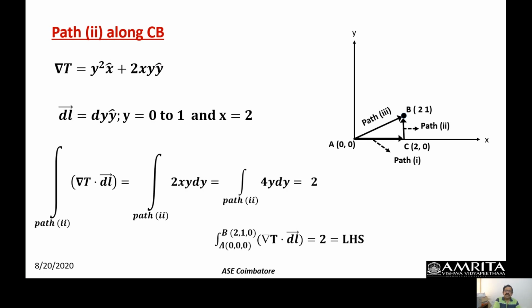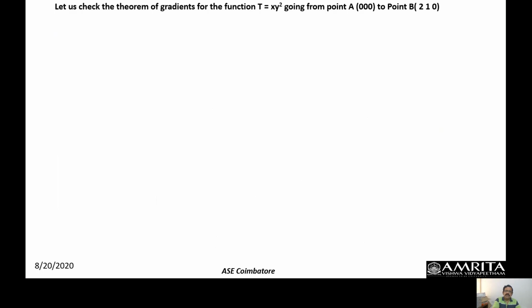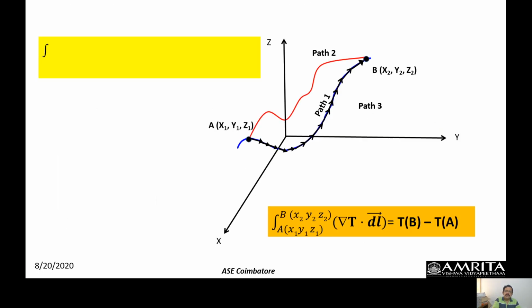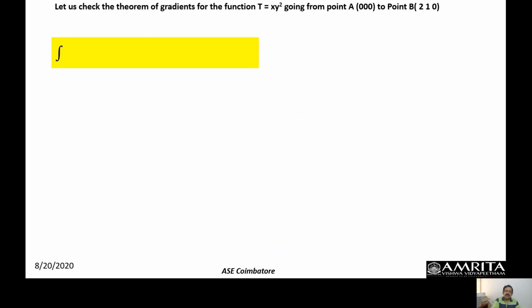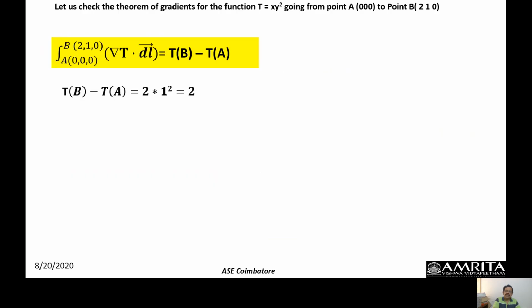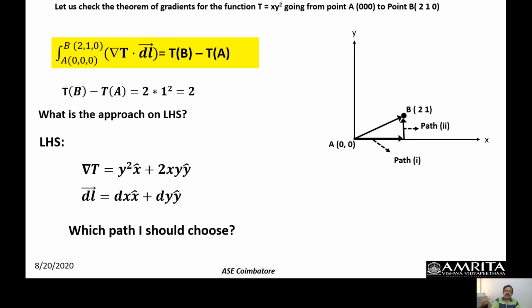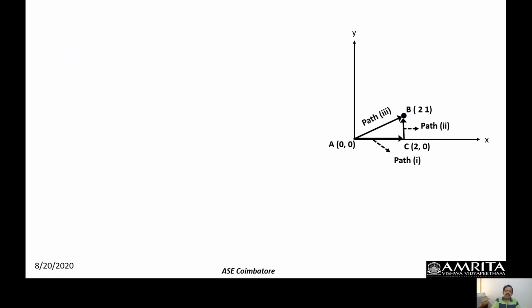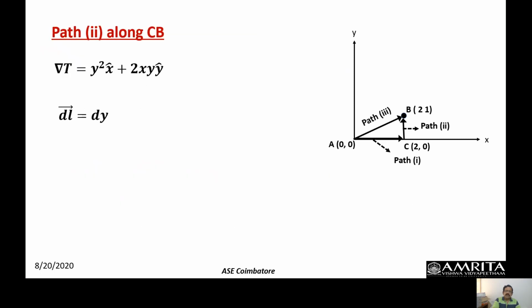Once I have the left hand side, what was the value at the right hand side? We have seen in the previous one. This is the thing. So the right hand side gives 2. The left hand side we just evaluated on path 1 and path 2 and found that we are going to get 2. So right hand side equals left hand side. So we have validated the theorem of gradients.